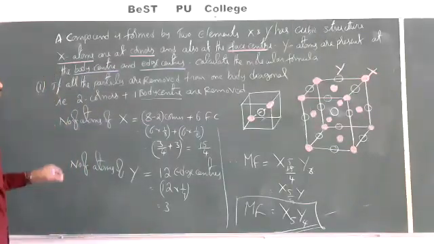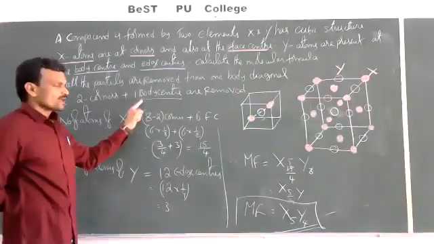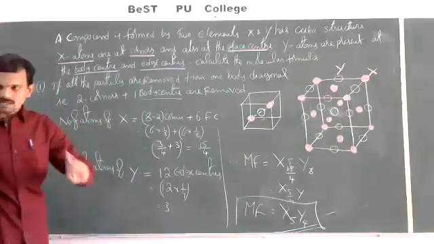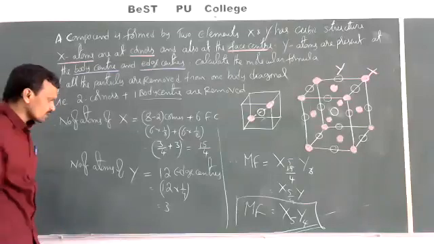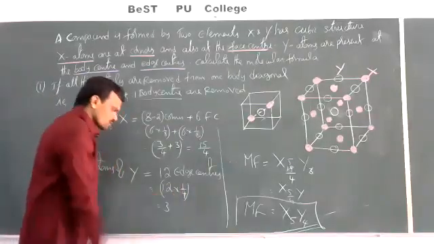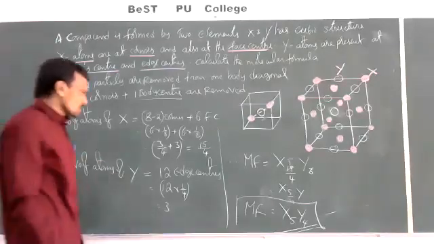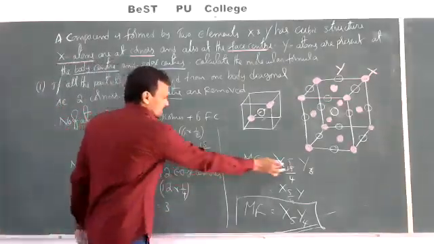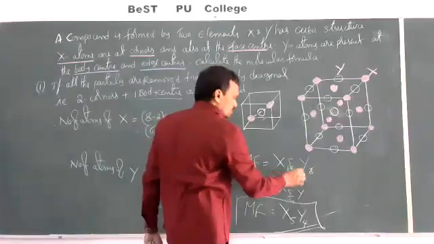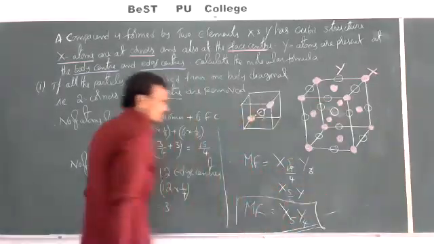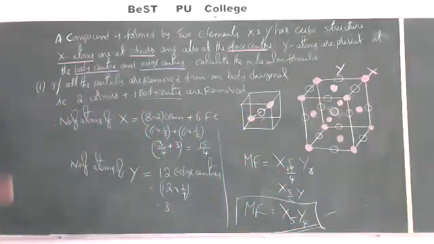Y atoms are removed only from one body center. The remaining 12 edge centers remain as they are. Then the number of atoms of Y is equal to 12 into 1 by 4, which is equal to 3. So the number of atoms of X is equal to 15 by 4 and Y is equal to 3. If you simplify this, we can get X5, Y4. So this is the first application for the same question.